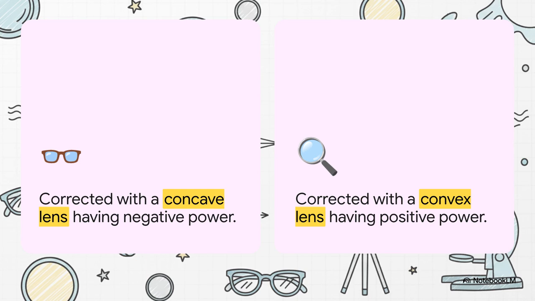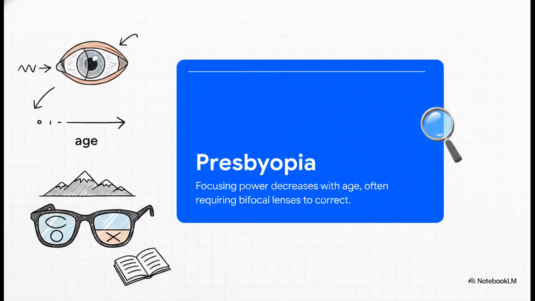For hypermetropia, it's the opposite. We use a convex lens with positive power to converge the rays a bit earlier. Problem solved.